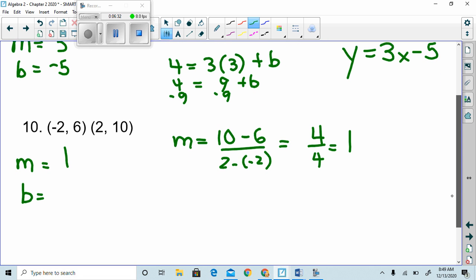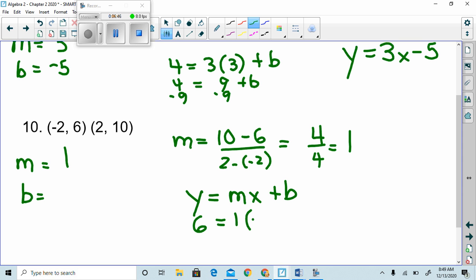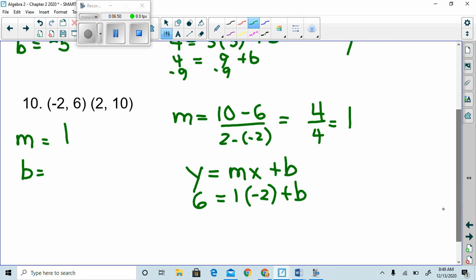Now find your b, your y-intercept. You'll take your y is equal to mx plus b. Again, I'll go through the steps nice and easy. We'll take our 6, our m is 1, our x is negative 2, solve for b. We get our negative 2 plus b. We'll add 2 to both sides, and b is equal to 8.